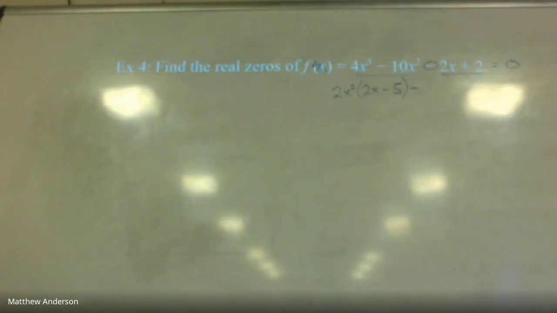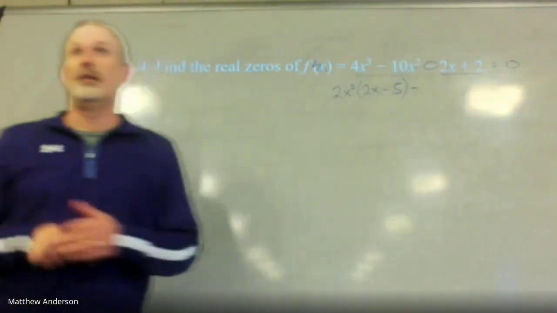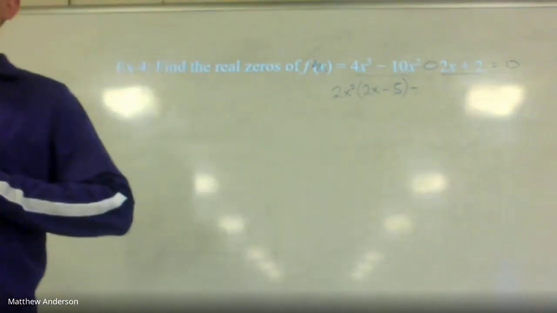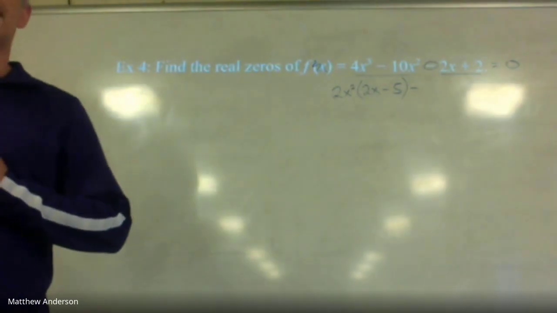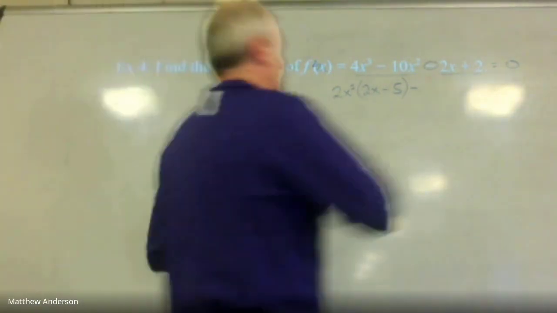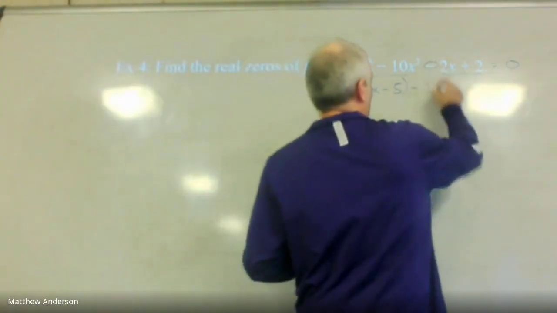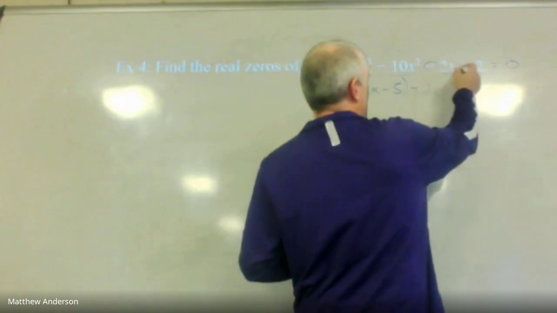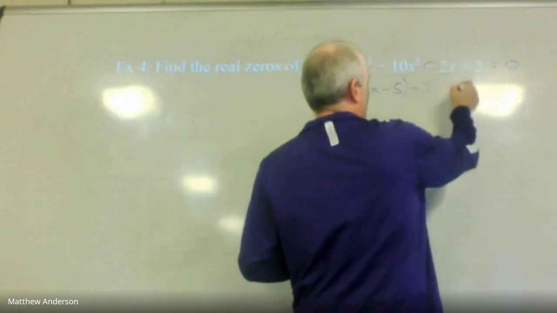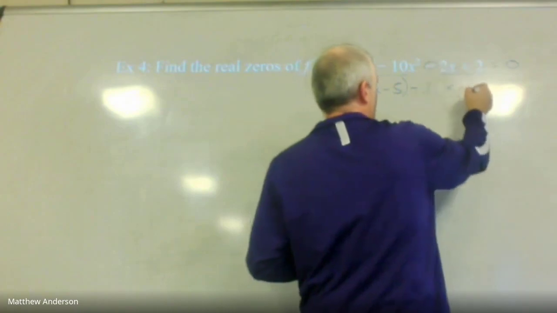So what else can we take out of that second group? Besides the negative, a 2. So when we do that, what do we have left? When we divide by -2, we're going to have x, and 2 divided by -2 is -1.